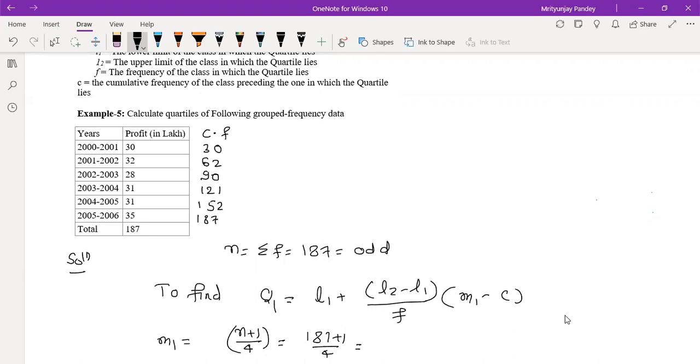187 plus 1 divided by 4, I mean 188 divided by 4, 47. 47 is just smaller than which cumulative frequency? 62. Right? Yes. And the preceding value of 62 is what? That is 30. That is C. The frequency in front of 62 is 32.